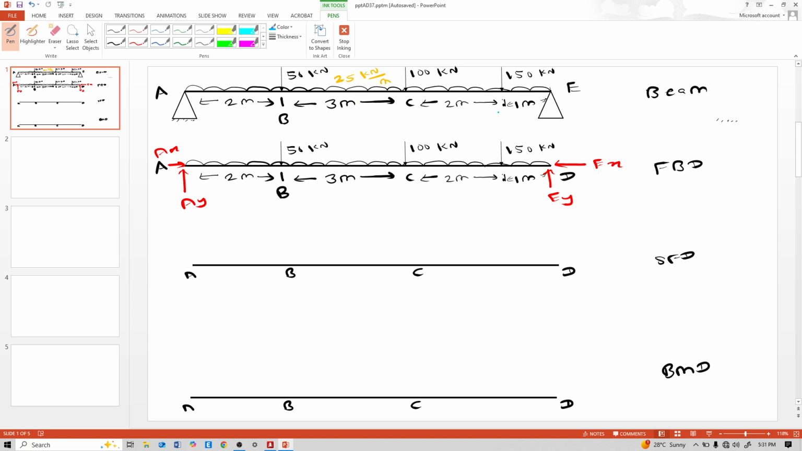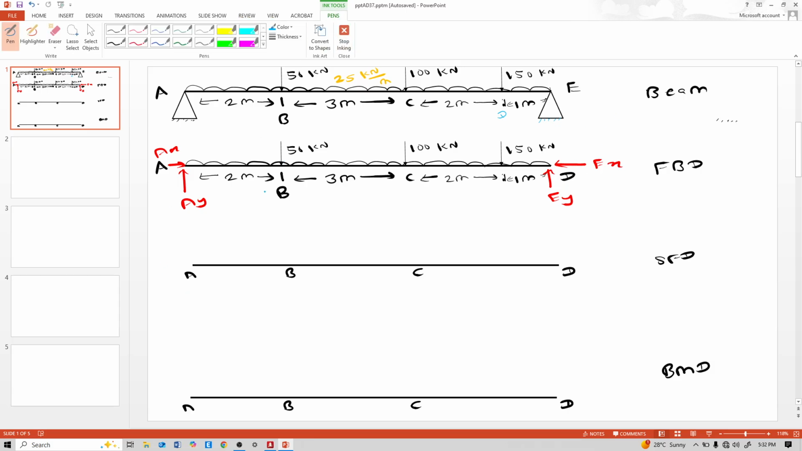And at this D point, a 150 kilonewton load acts, and from E it is 1 meter distance. A uniformly distributed load of 25 kilonewton per meter also acts on this 8 meter simply supported beam throughout. At A it is a hinge support, and at E also it is a hinge support. So for the free body diagram, we remove the supports and take reactions: horizontal reaction AX, vertical reaction AY, and EX and EY.